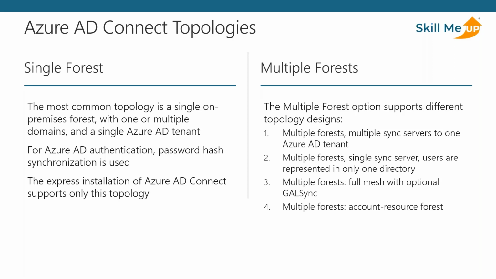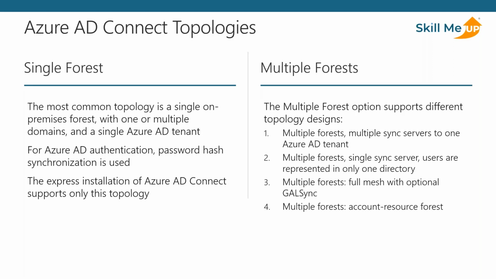Now, there are 4 sub-topologies built into the multiple forest approach. There is the multiple forest, multiple sync servers to one Azure AD tenant. There's multiple forest, single sync server, and users are represented in one directory. You've then got multiple forests, which is what's called full mesh with an optional global address list synchronization approach. And then, of course, you've got multiple forests and what's referred to as an account resource forest. An account resource forest is literally that. It's just a forest that has resource accounts for specific services or applications that you're connecting to.